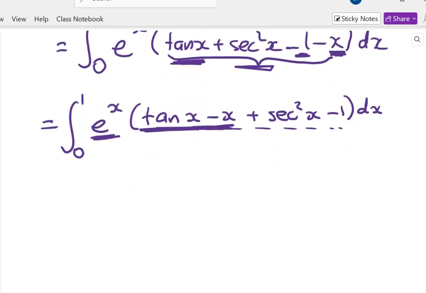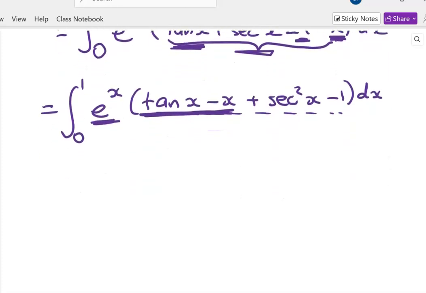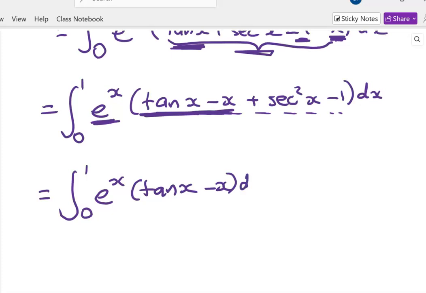And if you've done lots and lots of integration by parts practice, this should be making sense. If you're just starting out with IBP, this is quite a hard place to start. So go and do tons and tons of practice at easier integration by parts problems. And that will help your brain to start spotting the patterns. I'm going to split this up into two separate integrals now. So we'll have this one here, and then we'll have this one here, e to the x times sec squared of x minus 1 dx.